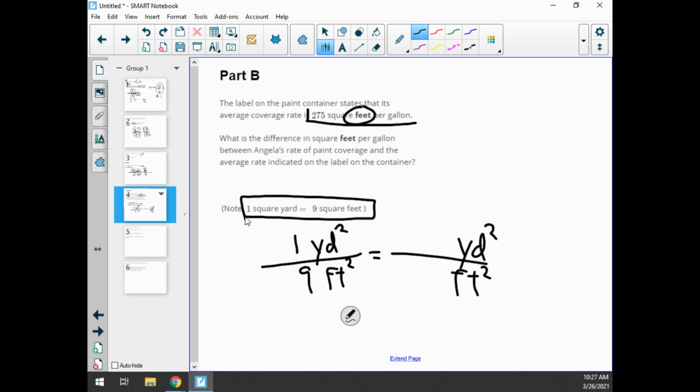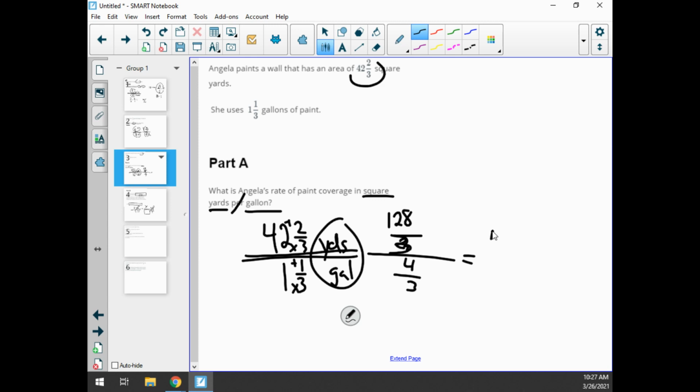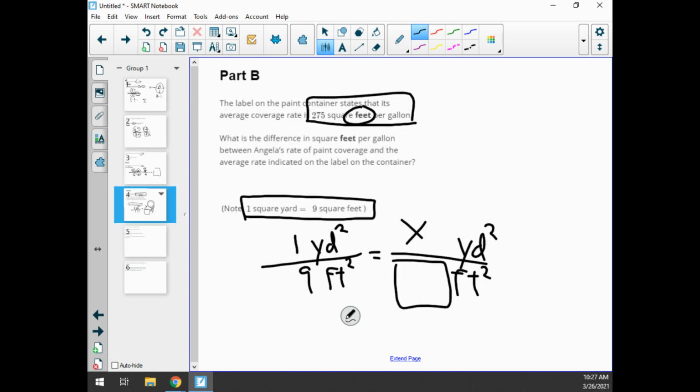I can either take 275 square feet and put it right in here to figure out how many yards a paint can represents, or I could use the number that you got on this problem, whatever your answer was here, because you figured out the square coverage in yards per gallon, and you could put that into the yards per gallon. You just have to fill in one of these two numbers, either the square yards or the square feet, and then find the other value so you can compare Angela's rate to the rate on the can.